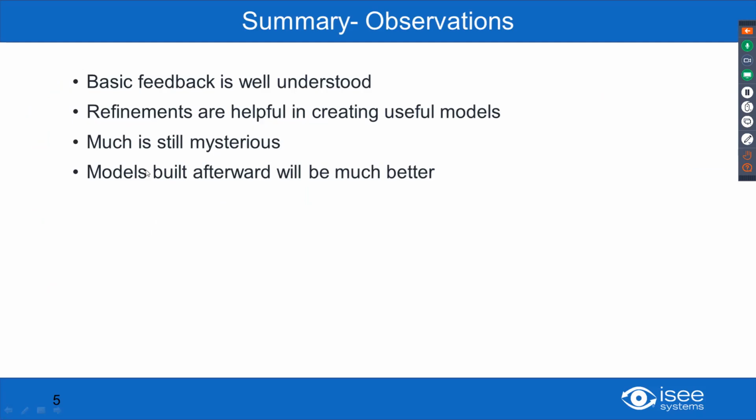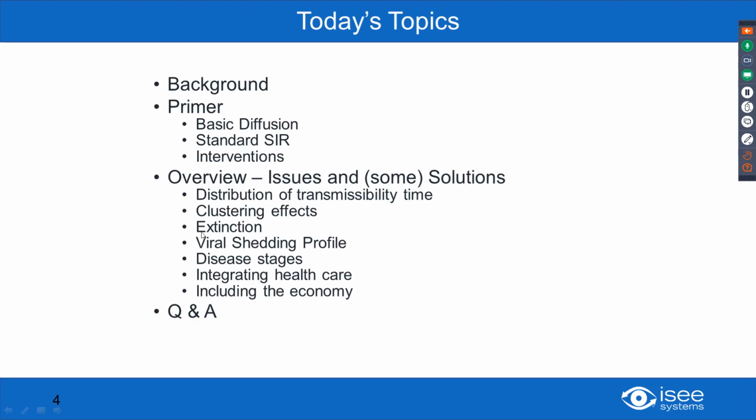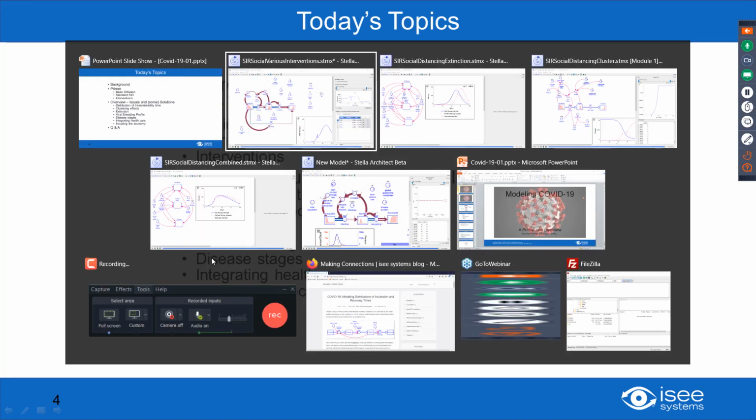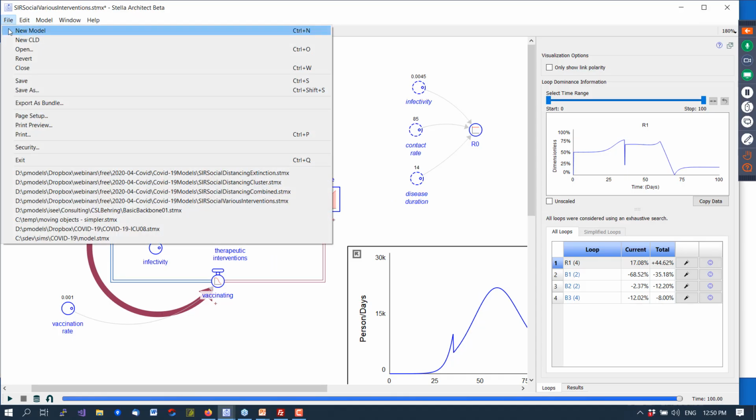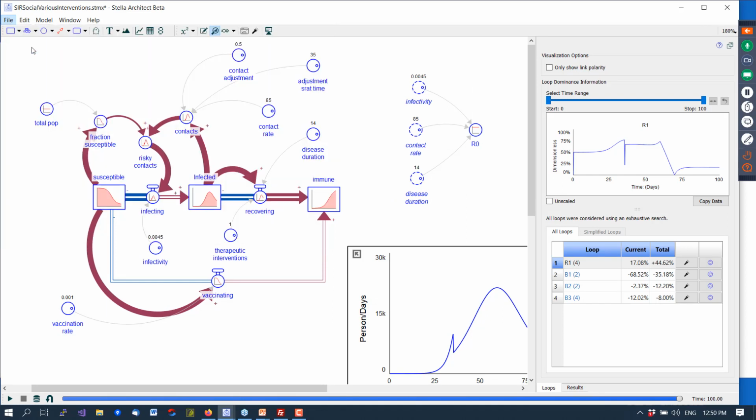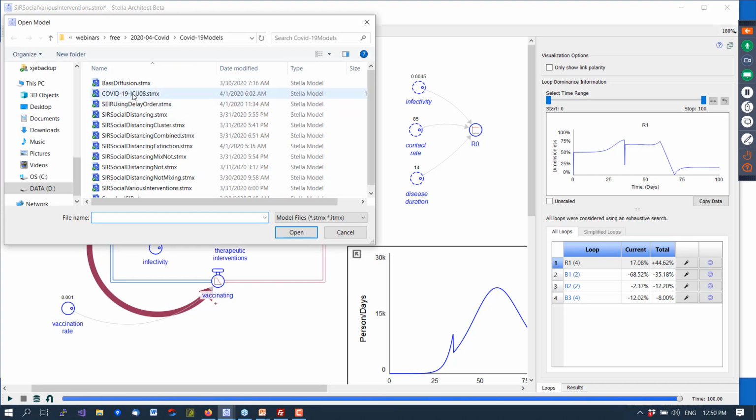I really probably should be quiet. They're setting disease stages, integrating health. So I'm going to just show you one last model, which is kind of a more complete model that does a lot of this stuff together. And then I'm going to take as much time as I can for questions.